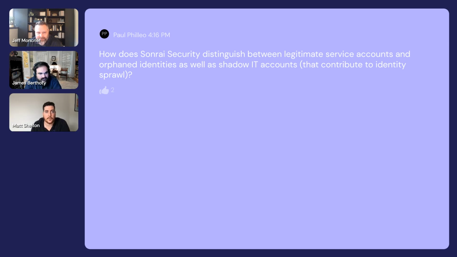Yeah, here we go. We've got a good one from Paul. Jeff, this sounds like it's one for you. I'll give you a second to read it. How does Sunray Security distinguish between legitimate service accounts and orphan identities as well as shadow IT accounts?